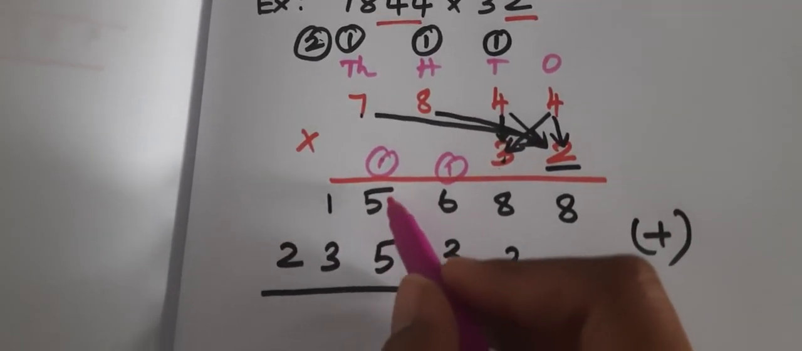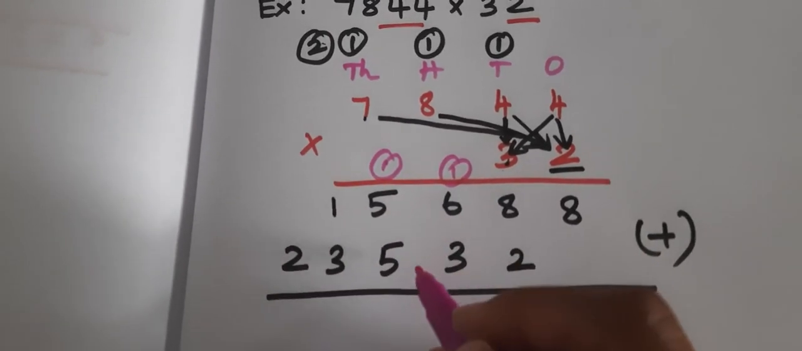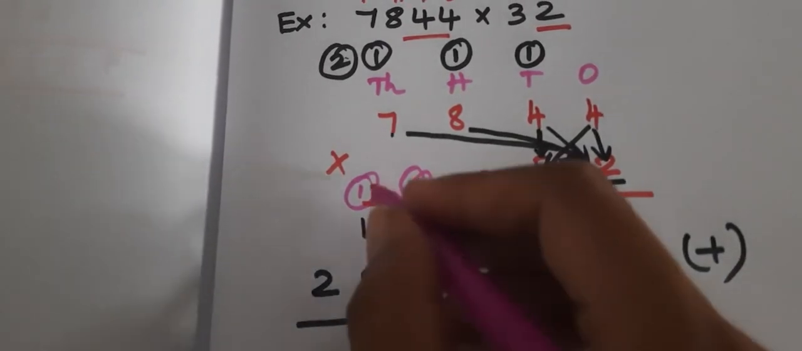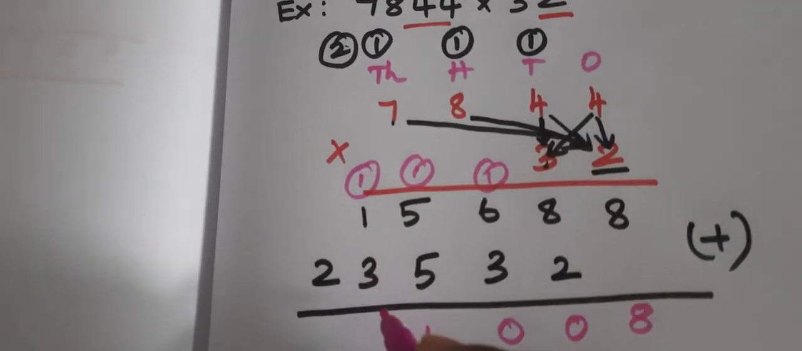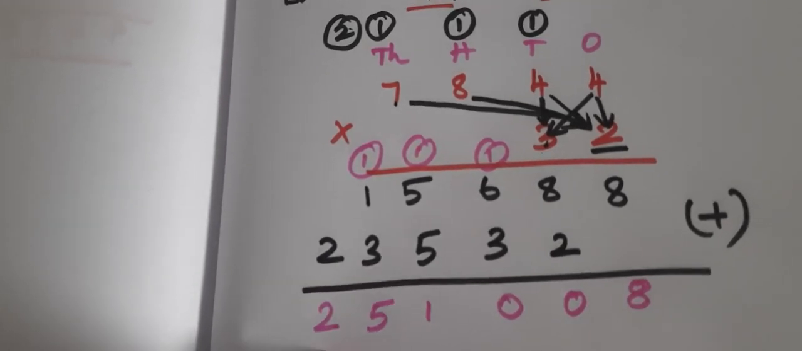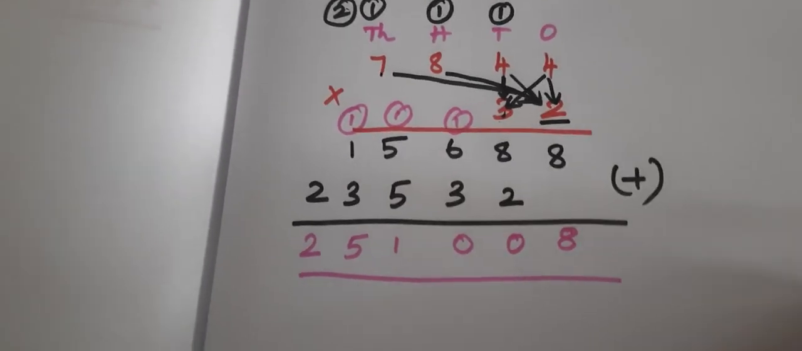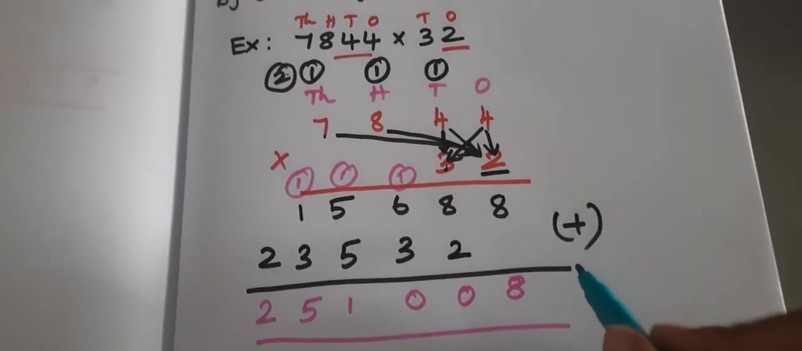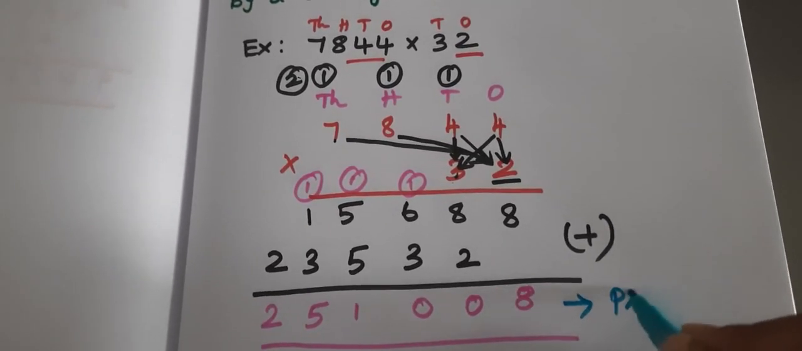1 plus 5 is 6. 6 plus 5 is 11. 1 is a carryover. 1 plus 1, 2. 2 plus 3, it's 5. So totally, this is the product. This one here is the product.